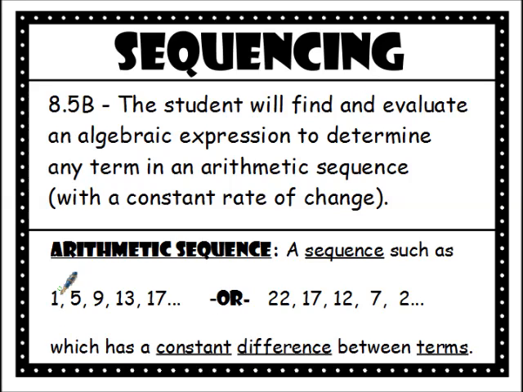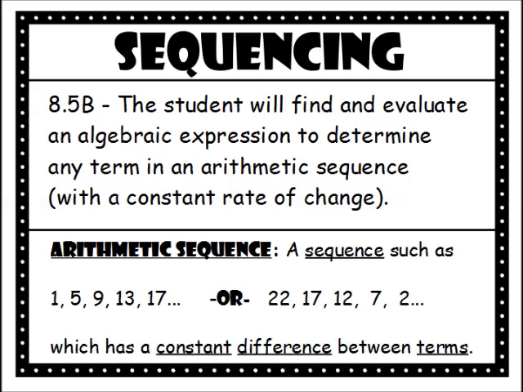So you're trying to find out what the rule is, what is being done every time to get the next number in the sequence. In order to do this, you'll need to know what the constant difference is between the terms. And arithmetic sequences always have a constant difference between the terms.